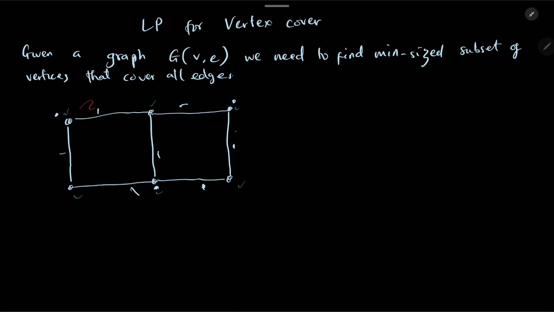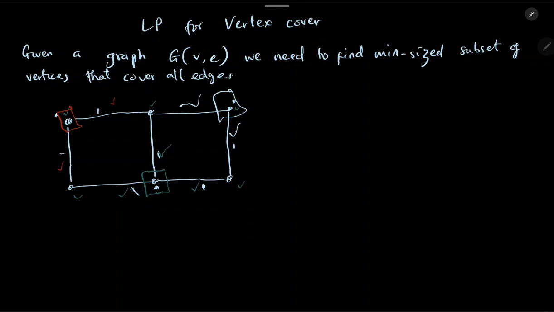I'm just going to highlight them in red. So this one covers this and this, right? This one covers this and this, and this one covers this and this. I hope that makes sense. So this is what a vertex cover is. We want to find a minimum subset of vertices that can cover all edges.